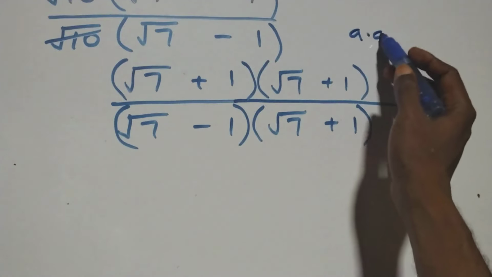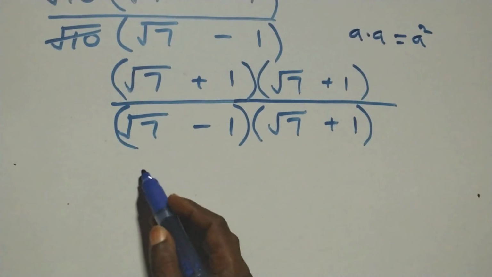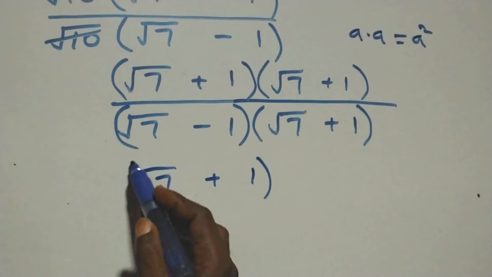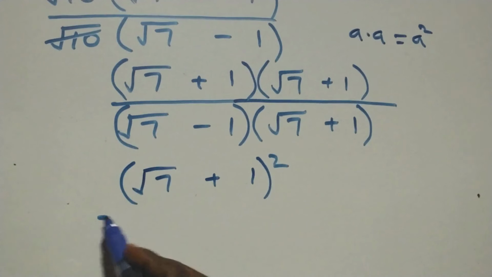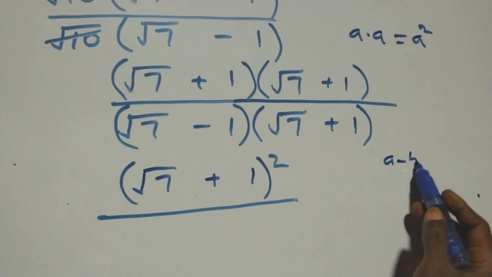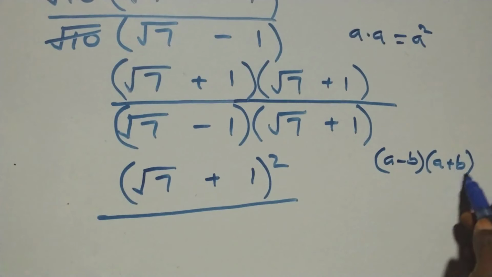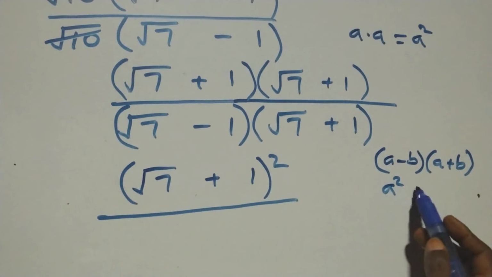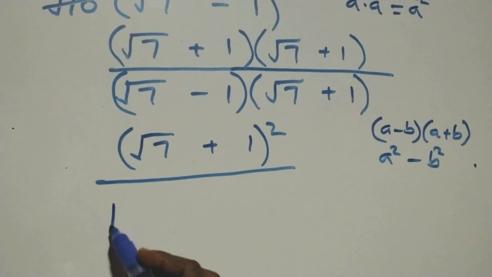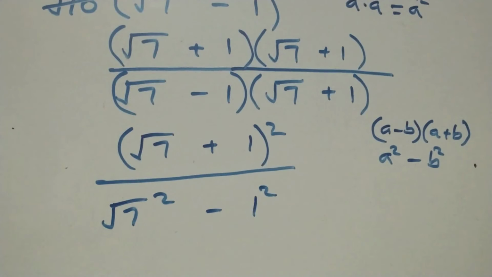When we have a times a, that's the same thing as a squared. Then we can write this as root 7 plus 1 all squared, divided by, in the form of a minus b into bracket a plus b. This can be written as a squared minus b squared. That is, here a is root 7, that's root 7 squared, minus b is 1, that's 1 squared.